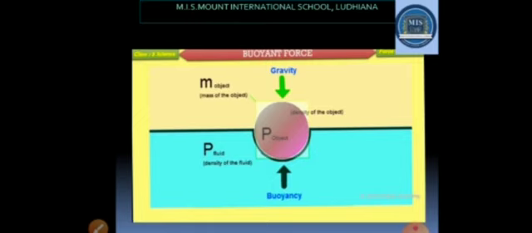Now next is buoyant force. Whenever you put something into water, you must have experienced some kind of upward force, the force which is applied by water whenever you try to insert or put anything in water. That upward force applied by water on every object placed in it is known as buoyant force or buoyancy. It always acts opposite to the gravity.